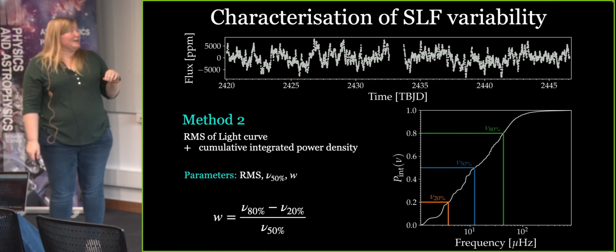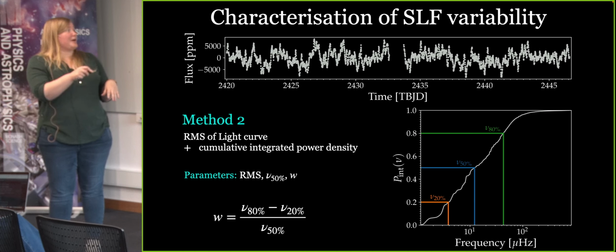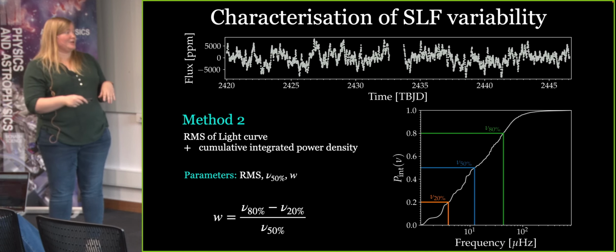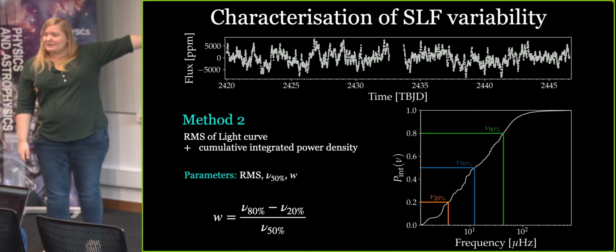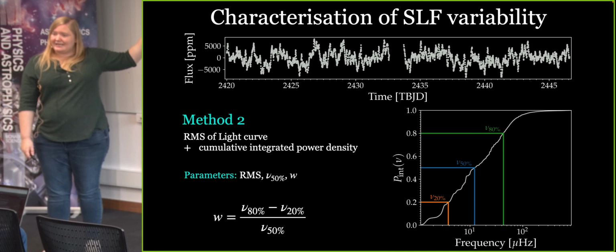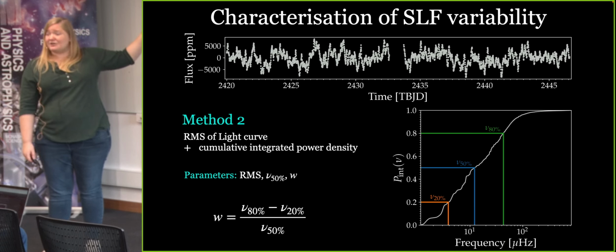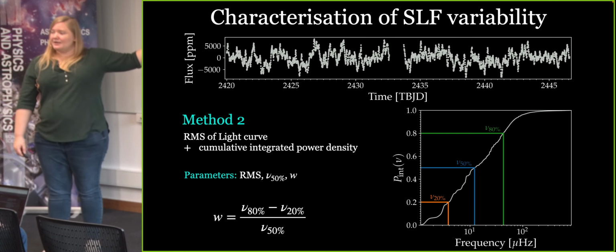The other one calculates the root mean square of the variability of the light curve, and then determines the frequency at 50% power, and then what we call the width, which is the frequency at 80% minus frequency at 20% divided by the 50% frequency, to give a measurement of the width of these spectra. The reason why we're doing this is because if you're fitting a model to the data, your result is going to depend on what type of model you're using, and there are different models being proposed, where in this case you get around the issue of selecting a model to fit the spectrum.